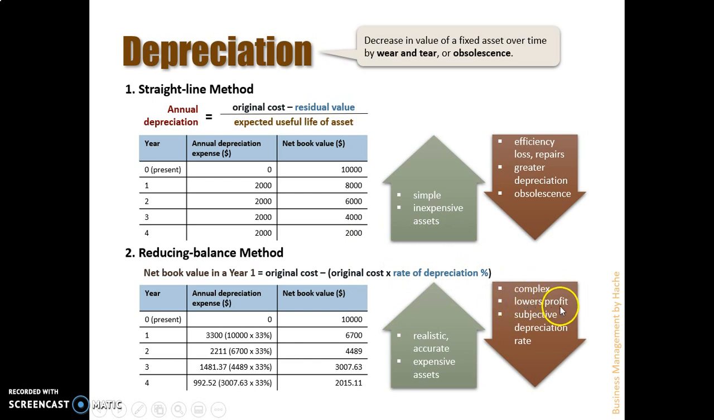One thing to consider is that it lowers the profit in the first few years, as you see. The annual percentage will be bigger here. So since it will be bigger, it will cut. It will lower the profit in the first few years of operations of that specific asset. So that's something that you have to consider.